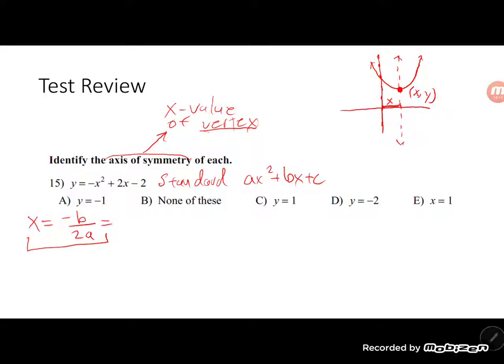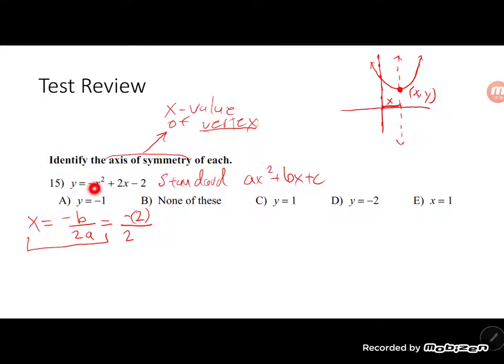So I'll go ahead and start plugging these in. I'm going to see that b would be 2 because it's right next to the x, so b would be 2. So -2, and I put parentheses around it, but you don't have to. And 2.